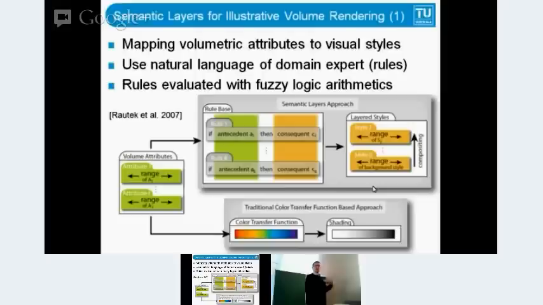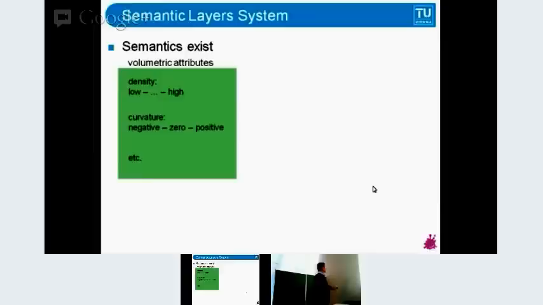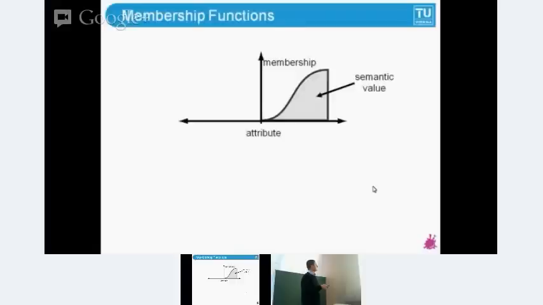And then we have this rule base, and from this rule base, we are moving over to a style. I would like to show contours. I would like to show isosurfaces. And these rules are driving then these connections. So I think I will skip this and show you examples, just examples. I'm sorry about this.